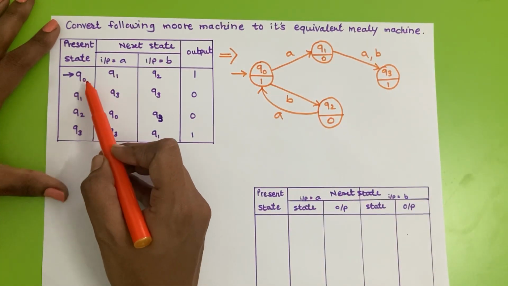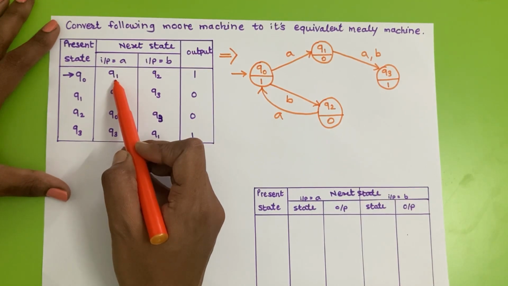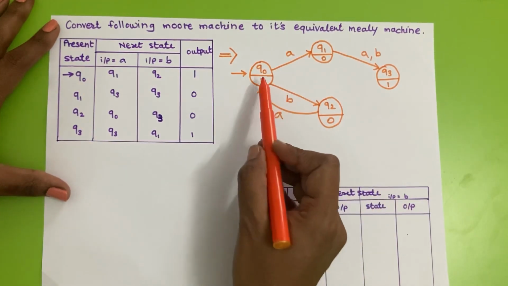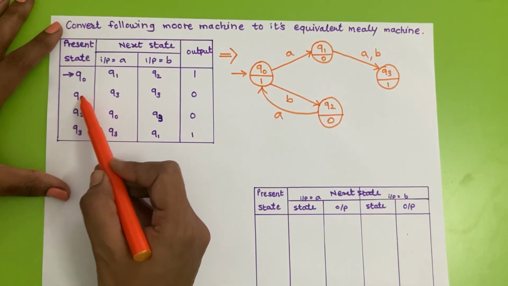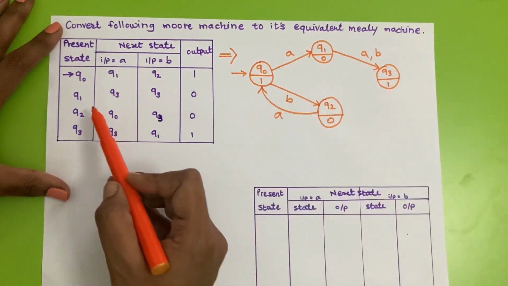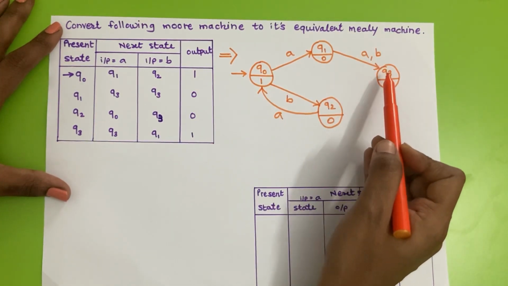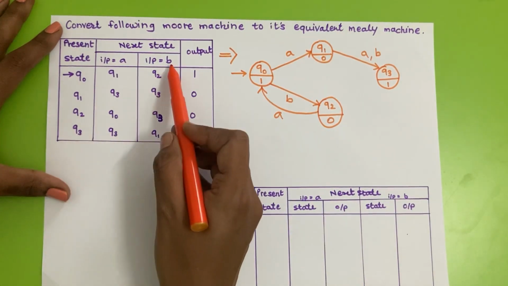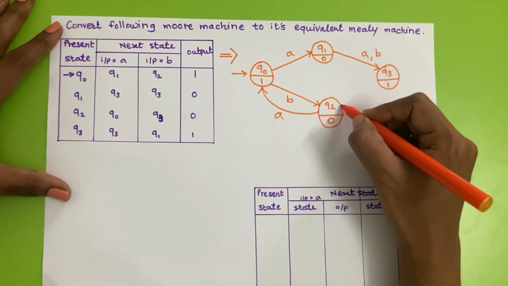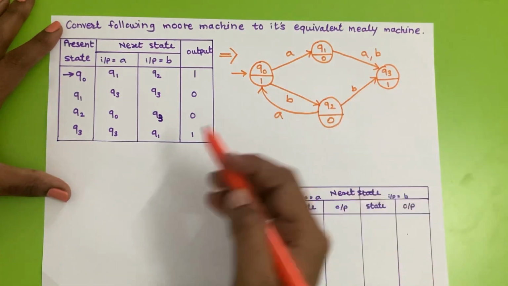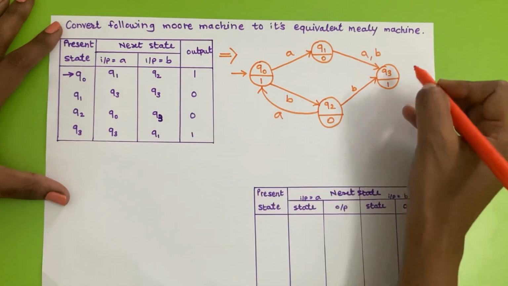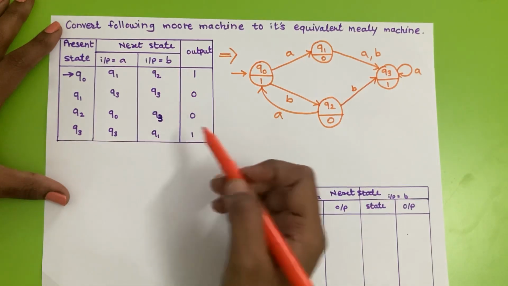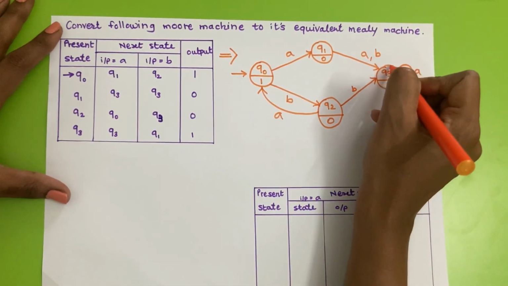Now we'll draw the transitions one by one. Q0 on A goes to state Q1, Q0 on B goes to Q2, Q1 on A goes to Q3, Q1 on B goes to Q3, Q2 on A goes to Q0, Q2 on B goes to Q3. Now next, Q3 on A goes to Q3, and Q3 on B goes to Q1.